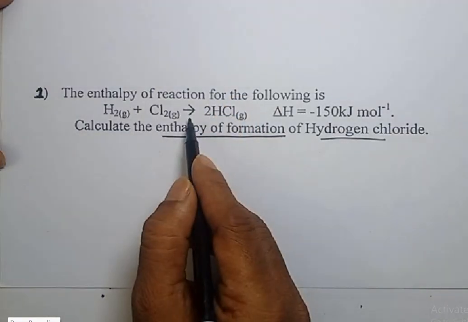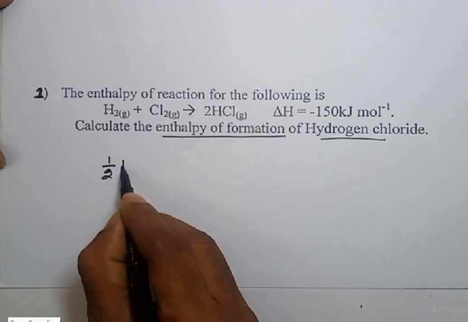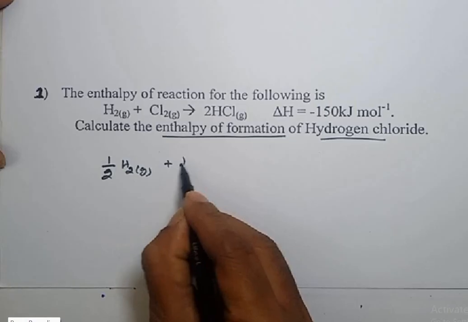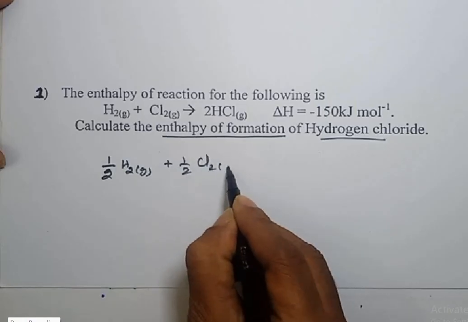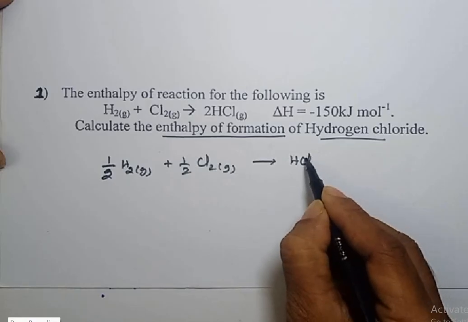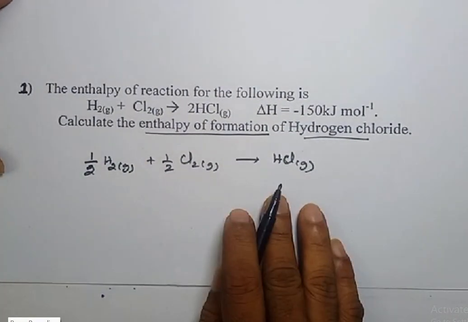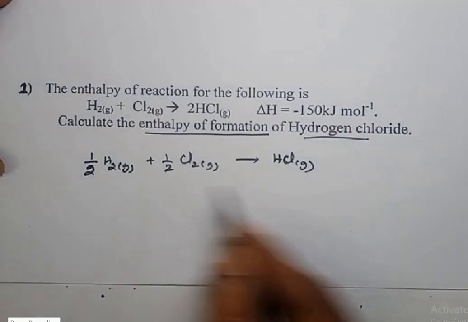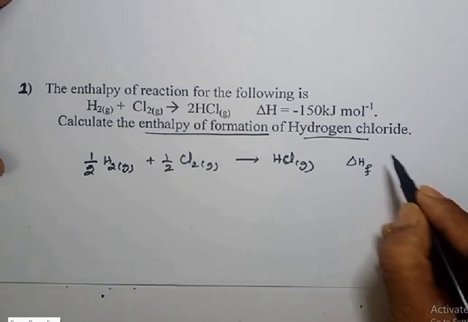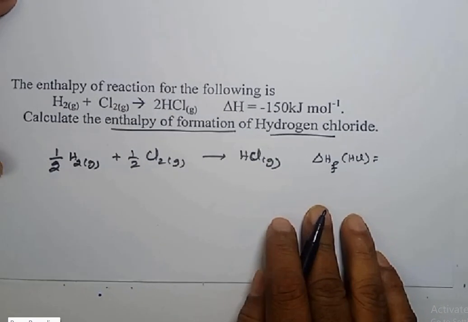So what do you have to do? To form 1 mole, I have to divide or multiply throughout by half. Half H2 gas plus half Cl2 gas, so that I will get 1 mole of hydrogen chloride, HCl gas. This is the reaction which we actually want. For this reaction, what is delta H? That delta H is nothing but the enthalpy of formation of hydrogen chloride. What is the value? The value is very simple.